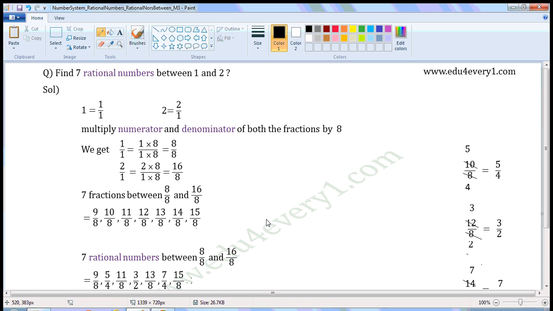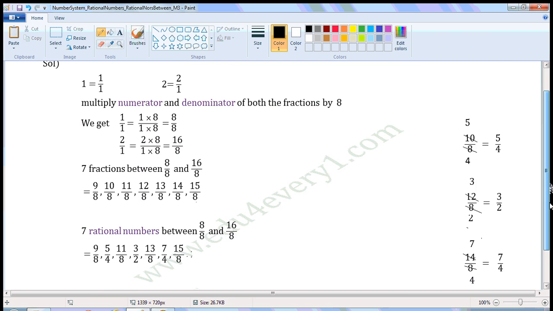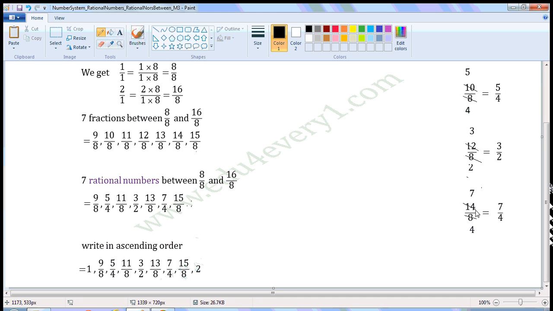Next one, 14 by 8. 14 and 8 have a common factor 2. So divide the numerator and denominator by the common factor 2. 14 when divided by 2, we get 7. 8 when divided by 2, we get 4. 7 and 4 do not have any common factor except for 1. So write it as 7 by 4. So 7 by 4 is a rational number.